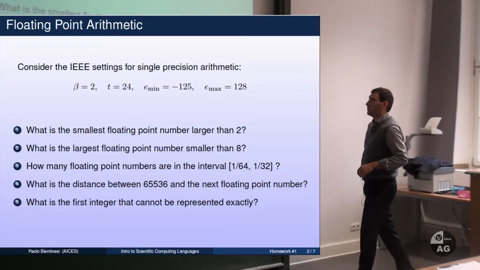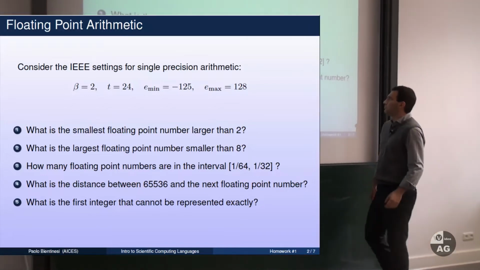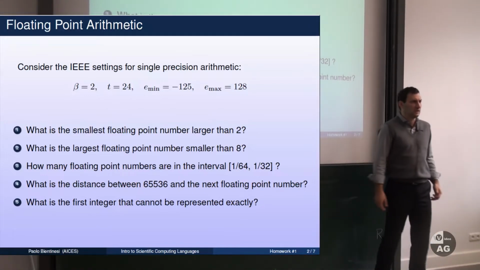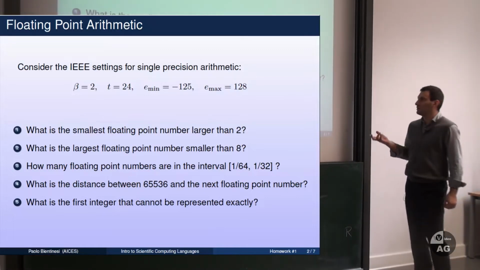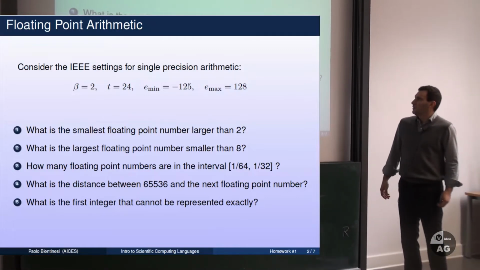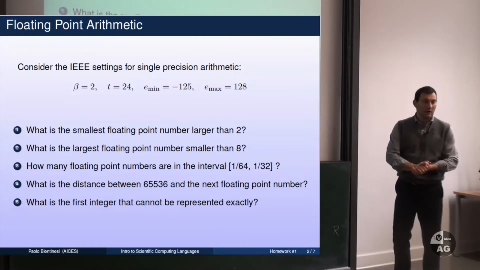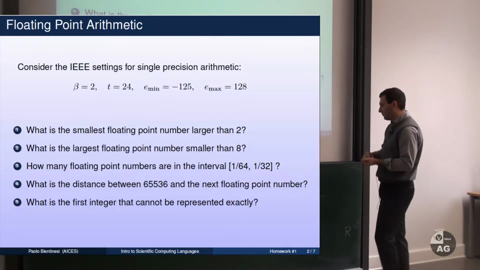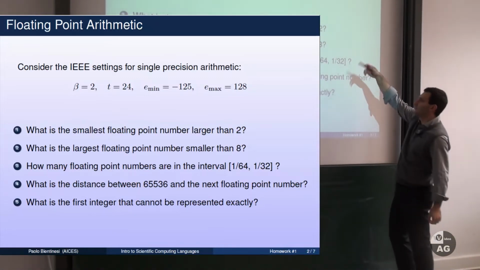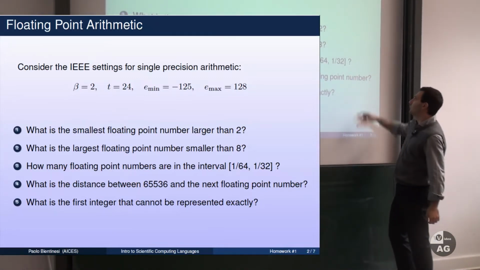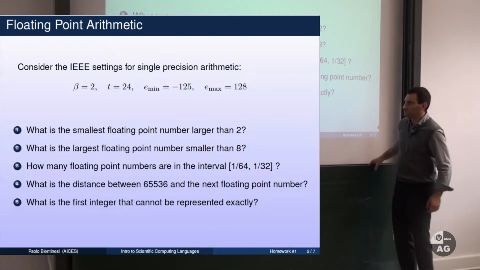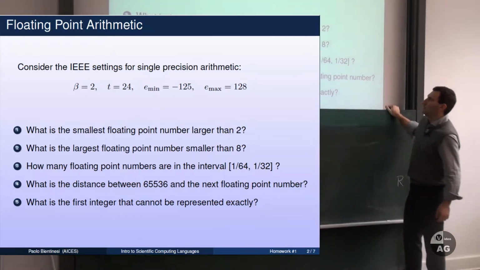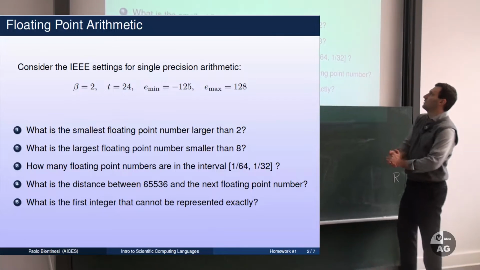What is the smallest floating point number larger than 2? I think that most of you guys understood this. It's a little tedious, but most of you understood the structure, how to get to the solution. So maybe I can do one of these 3 or 4 exercises, and then we move on to the last one. What is the smallest floating point number larger than 2?